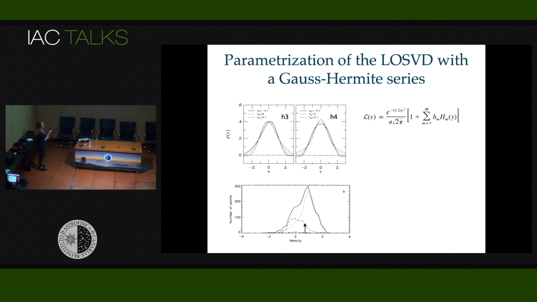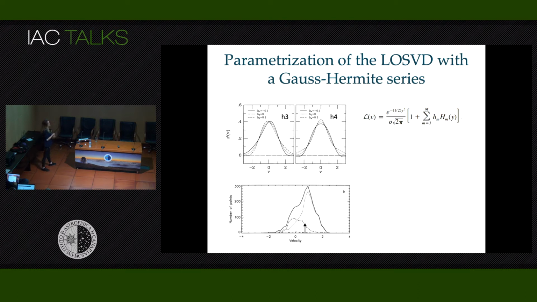Normally we parameterize the line of sight velocity distribution with a Gauss-Hermite series that is here. The first term is just the velocity, the second is the velocity dispersion, and the higher moments show deviations from the perfect Gaussian of the velocity distribution of the line profile. The h3 is an asymmetric deviation from the perfect Gaussian. So an h3 that is negative will show an asymmetry towards the left, like a left tail, and the opposite for a positive h3. The h4 shows you the deviations that are symmetric. A flatter profile will give a negative h4, and a more pointy one will be positive.